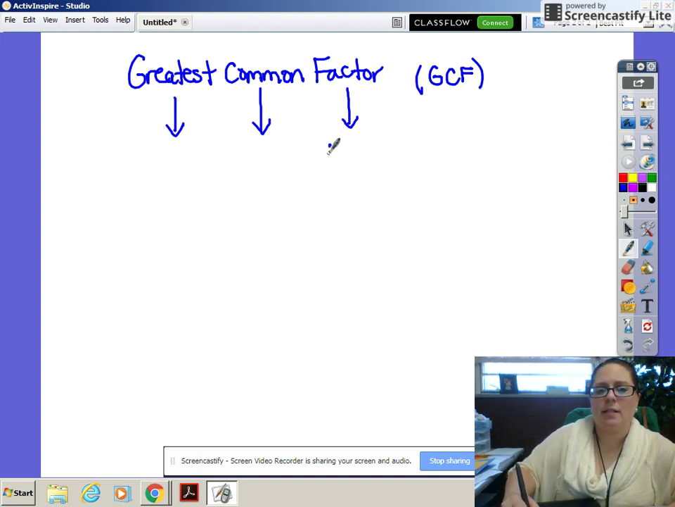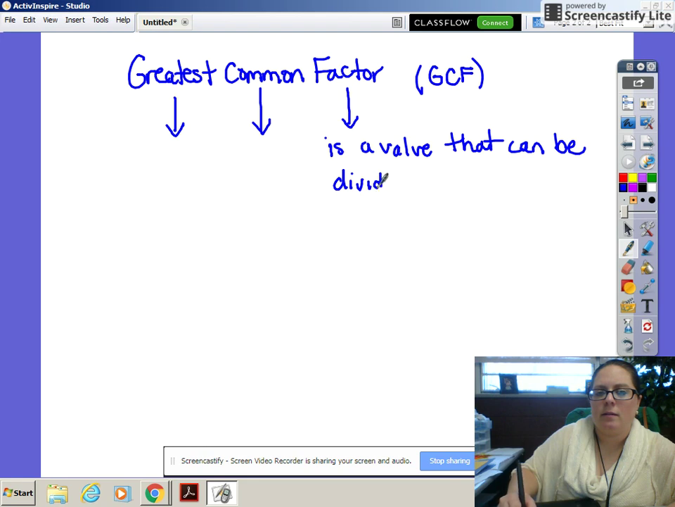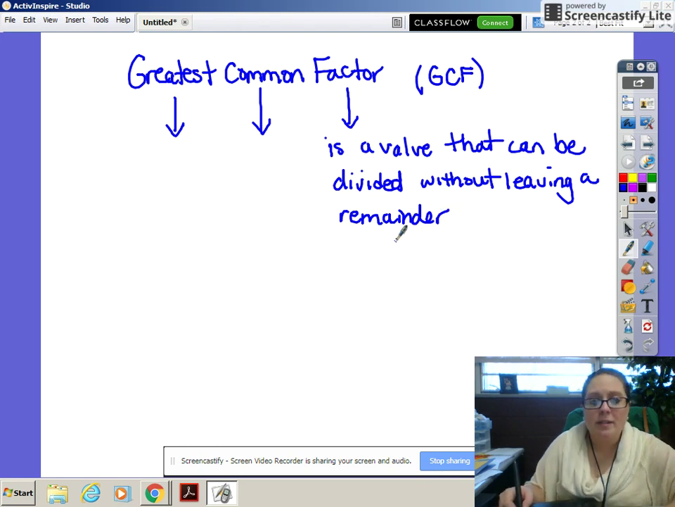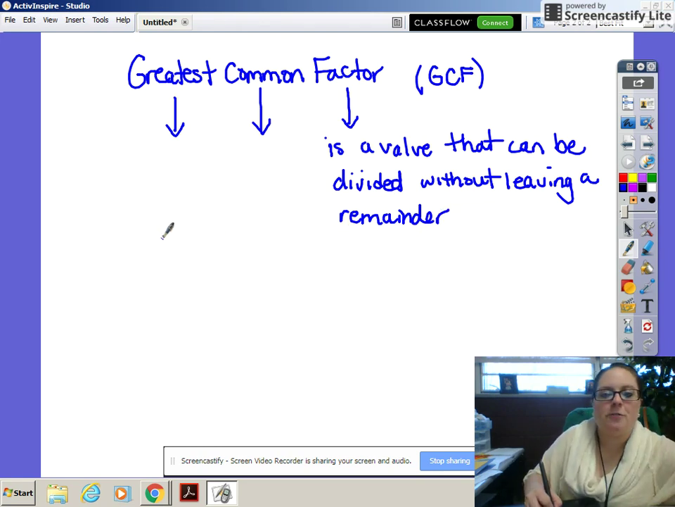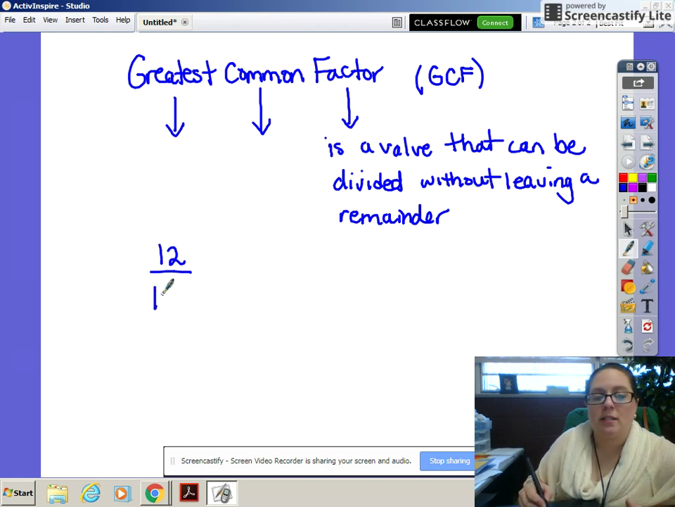So factor is a value that can be divided without leaving a remainder. For example, the factors of 12, the number 12, are 1. You can always divide something by 1 and get a whole number. It'll just be whatever that number was.